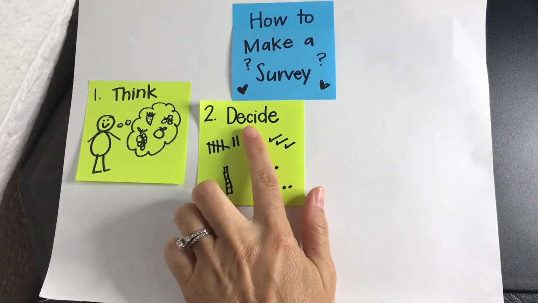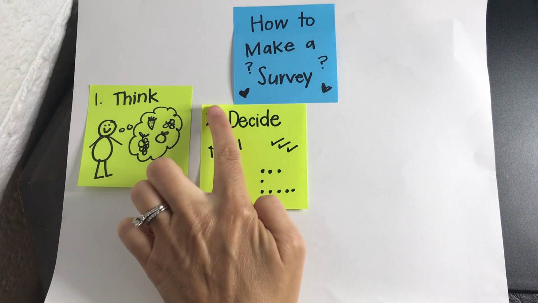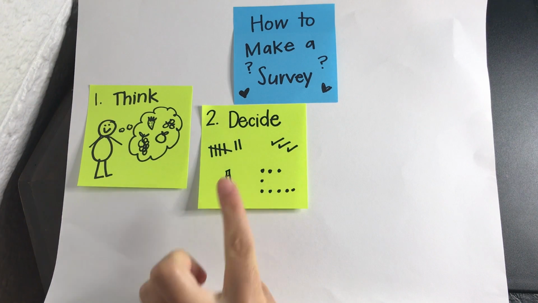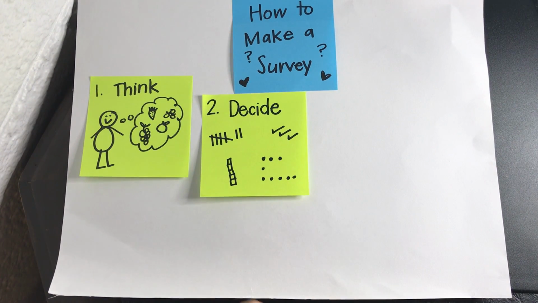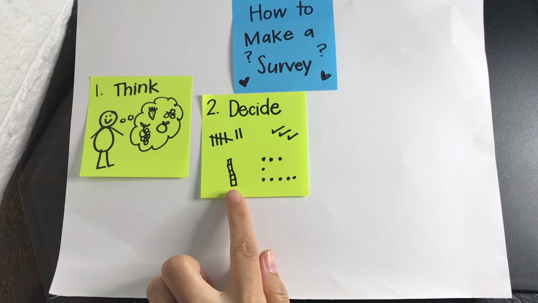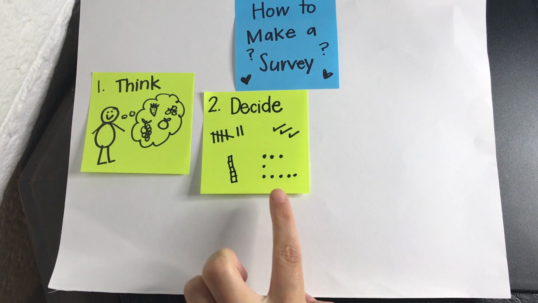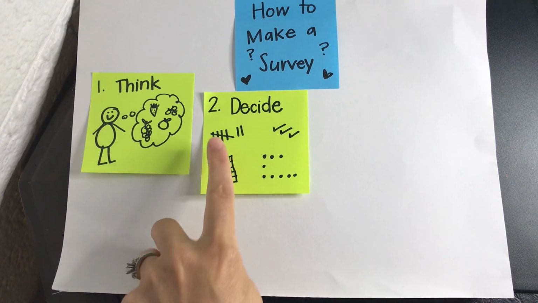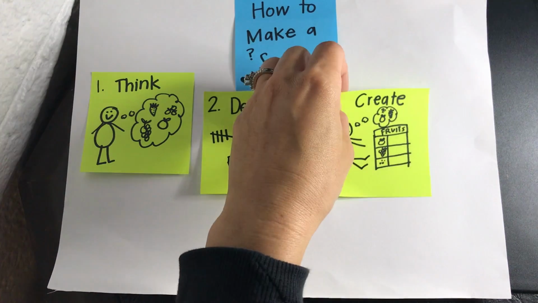Step two is to decide. You need to decide how you will count your people as you gather information about them. Will you use tallies, or maybe check marks, or maybe sticky notes or squares that you color in, or a shape? So after you think of your topic, you need to decide how will you count the people.